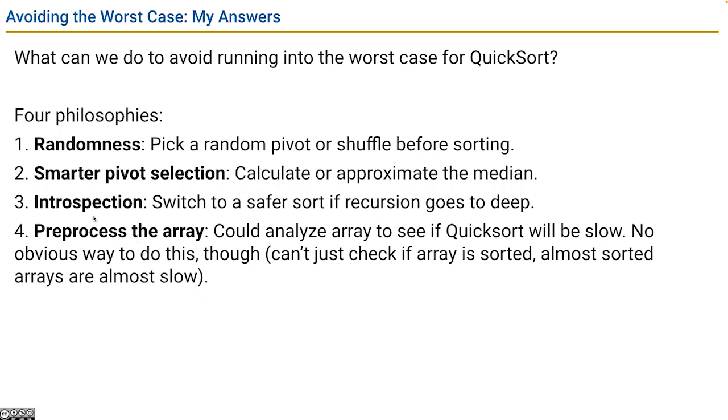And then the other one is you could pre-process the array and do some kind of analysis to say, is this a bad array for Quicksort? And if so, don't use it. This approach is philosophically possible, but nobody does this because the first 3 approaches work just fine. Okay. All right. So let's talk about randomness.